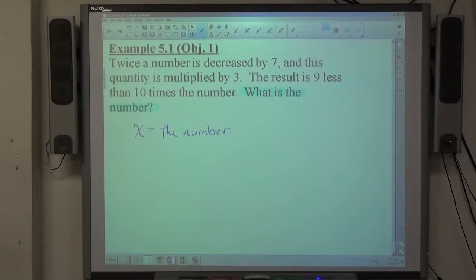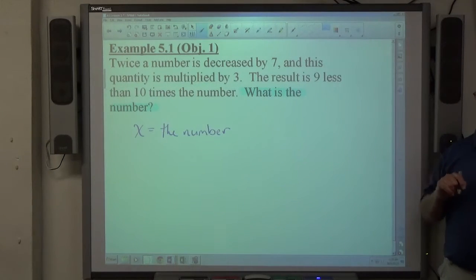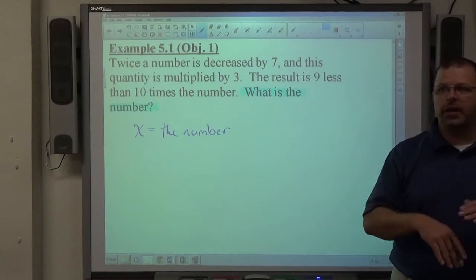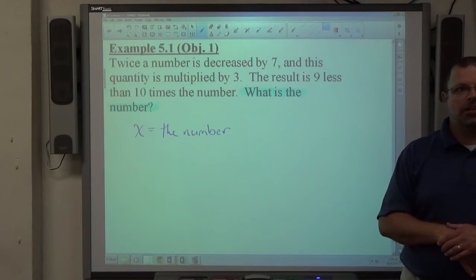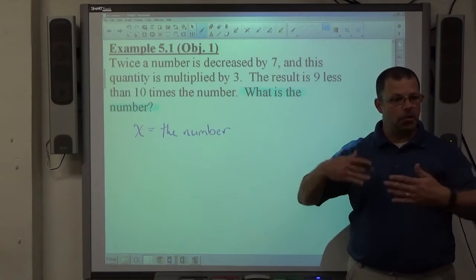Start out by defining the variable, identifying it for the rest of the problem. When they say the number or a number, they're talking about the letter X in this case. N would work also if you wish to use N or whatever letter you want to use, but I like to use X. Okay? Now this is just a straightforward translate the words to make an equation, solve the equation to get the answer kind of problem. Okay? The purpose of this problem is just to work on what words mean what in math. That's its purpose. It's not going to make you a better human being to be able to do this problem. It's going to make you a better mathematician.